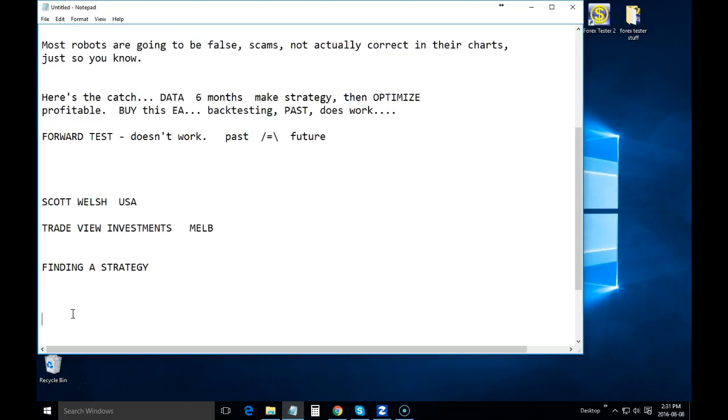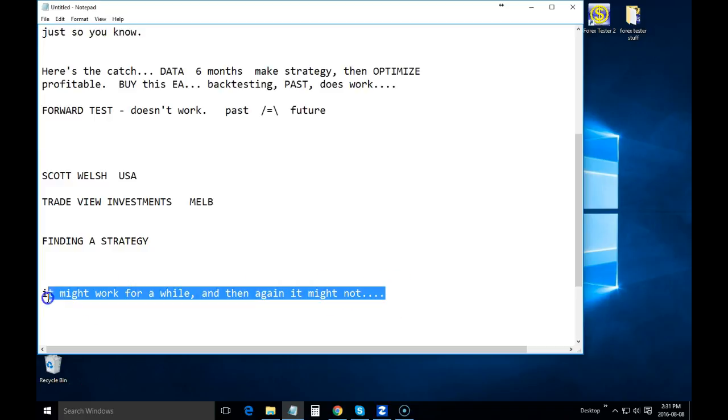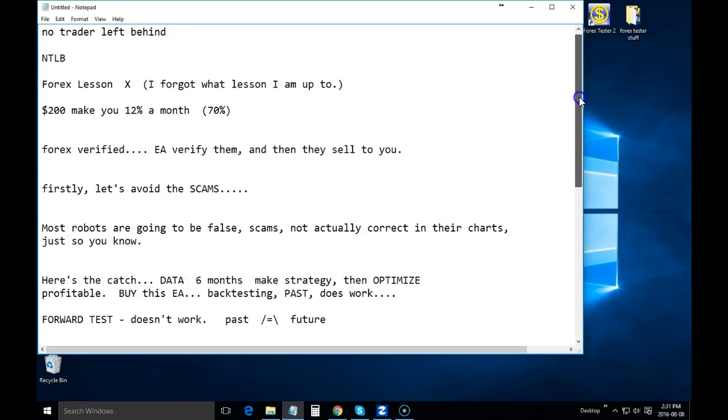And here's the sob story of it all. It might work for a while, and then again, it might not work for a while. It might work for a week, a month, a year, and then it might just stop working. So you're always going to be constantly trying to look for new strategies that are working. So that's sort of disappointing in the big scheme of things. But long story short, that's the Forex lesson for today.